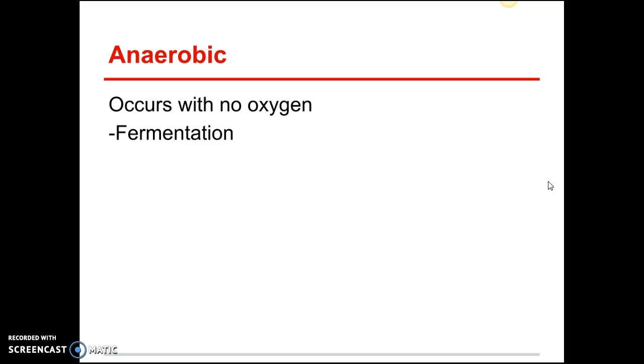After glycolysis, if we don't have available oxygen, we're going to go through a process called fermentation. So after glycolysis, you have 2 choices. You have aerobic. If you've got oxygen, you go to Krebs cycle. If you don't have oxygen, you move to anaerobic, which is fermentation.